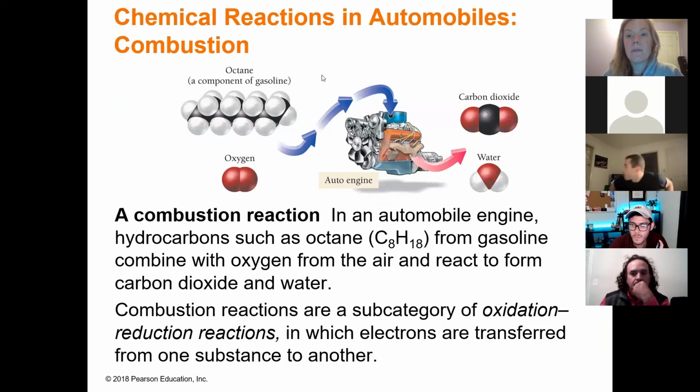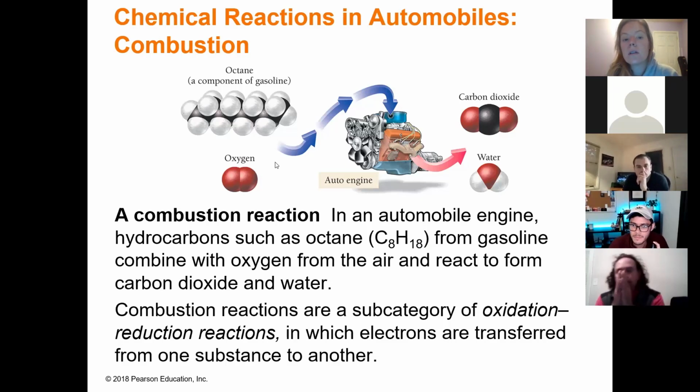Here's another example of a chemical reaction. This is a combustion reaction. Octane, which is a component in gasoline, because it has 8 carbons, combines with oxygen in the atmosphere. It runs through your engine. We combust it, and it produces heat, which we use to run our engine. Out of your tailpipe, you get carbon dioxide and water. Combustion reactions are a subcategory of what's known as an oxidation reduction reaction, and we'll talk about that a little later.